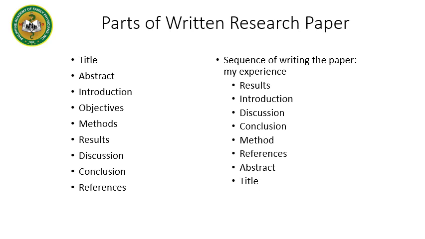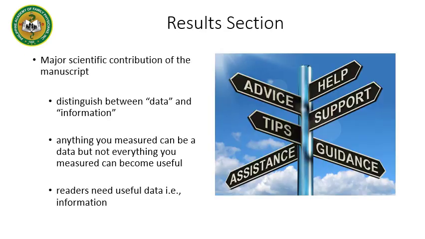The method is just copy-paste from your protocol, and you transform it into past tense. Then references. After the references, I write the abstract, then the title. So I don't start with the title first. I start with the results, introduction, followed by discussion, conclusion, methods, references, then abstract, and then the title. So that is my sequence. Now, how do I write the results section? As I've said, the results section is basically the major scientific contribution of the research project.